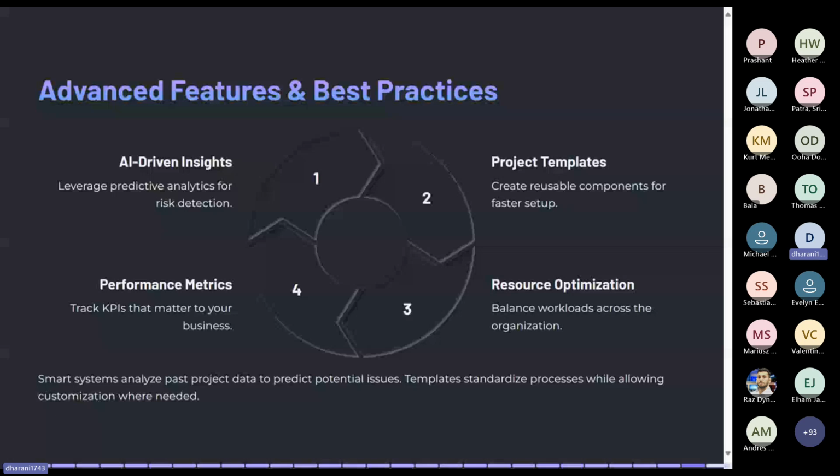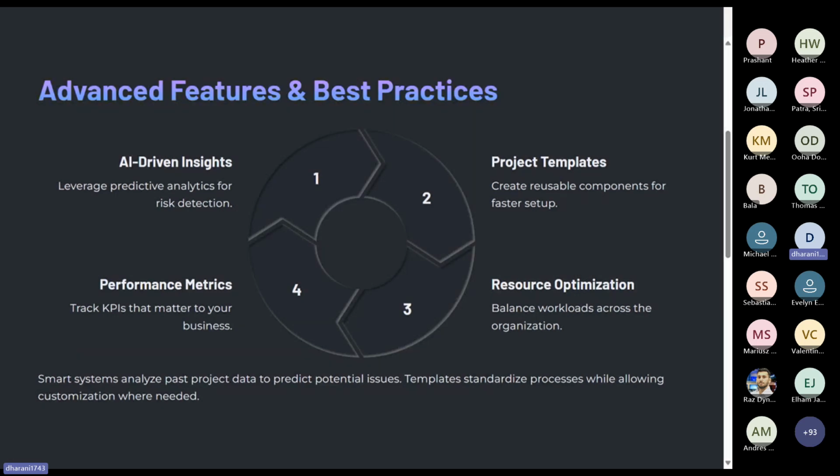Beyond the core functionalities in Dynamics 365 Project Operations, it also offers some advanced features and best practices to enhance project efficiency and business outcomes. So it has AI-driven insights. As I mentioned in the previous slides, it leverages AI for resource recommendation, risk prediction in the project, and financial forecasting to make data-driven decisions. These are all advanced features available to enhance project efficiency.